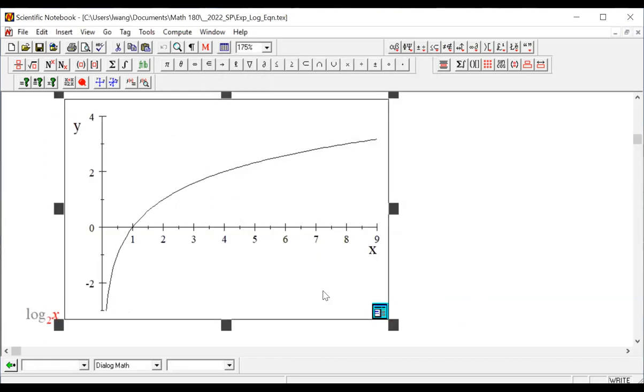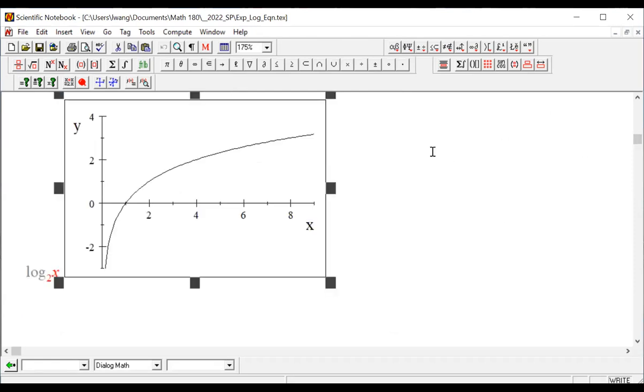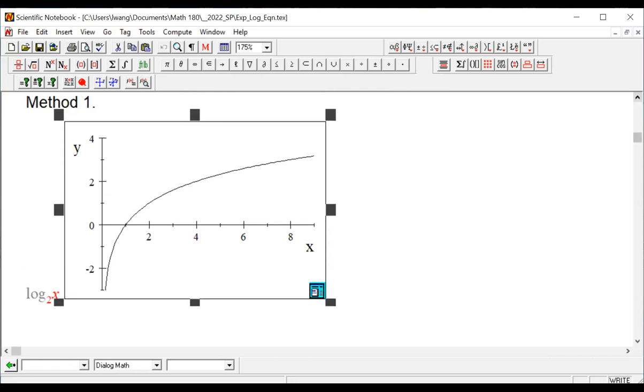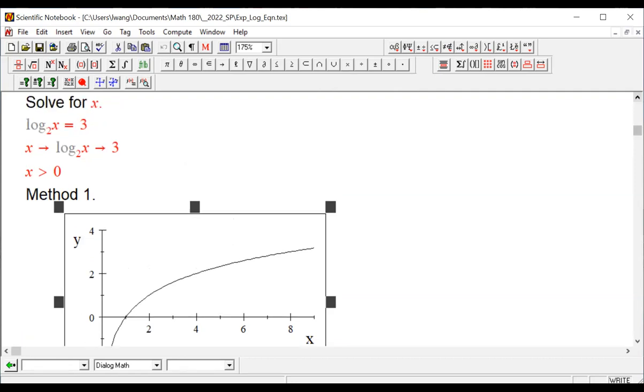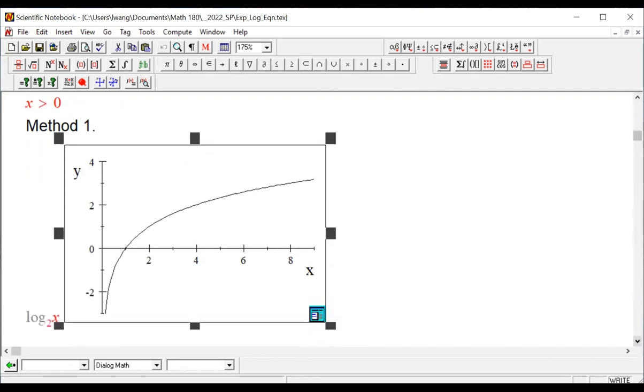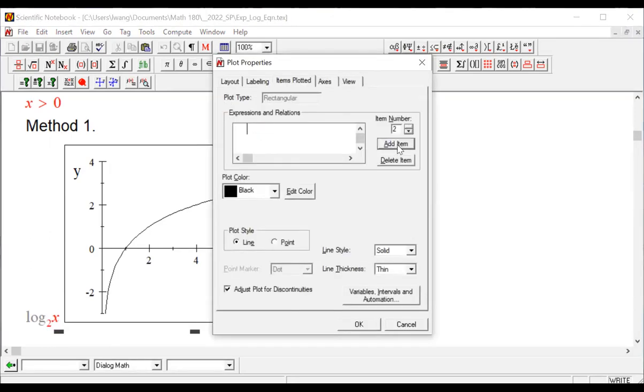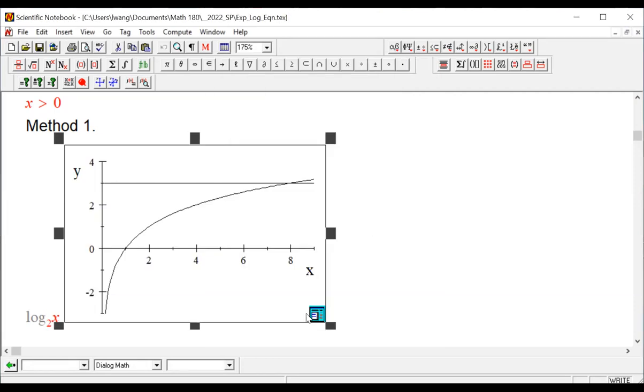So this is the graph. This graph, we know how to read it: input is horizontal, output is vertical. We don't know the input, we're looking for the input, and we know the output. So how do we find it? Well, we're going to draw a horizontal line. 3 is the output, so we draw the horizontal line y equals 3, and y equals 3 has a crossing.